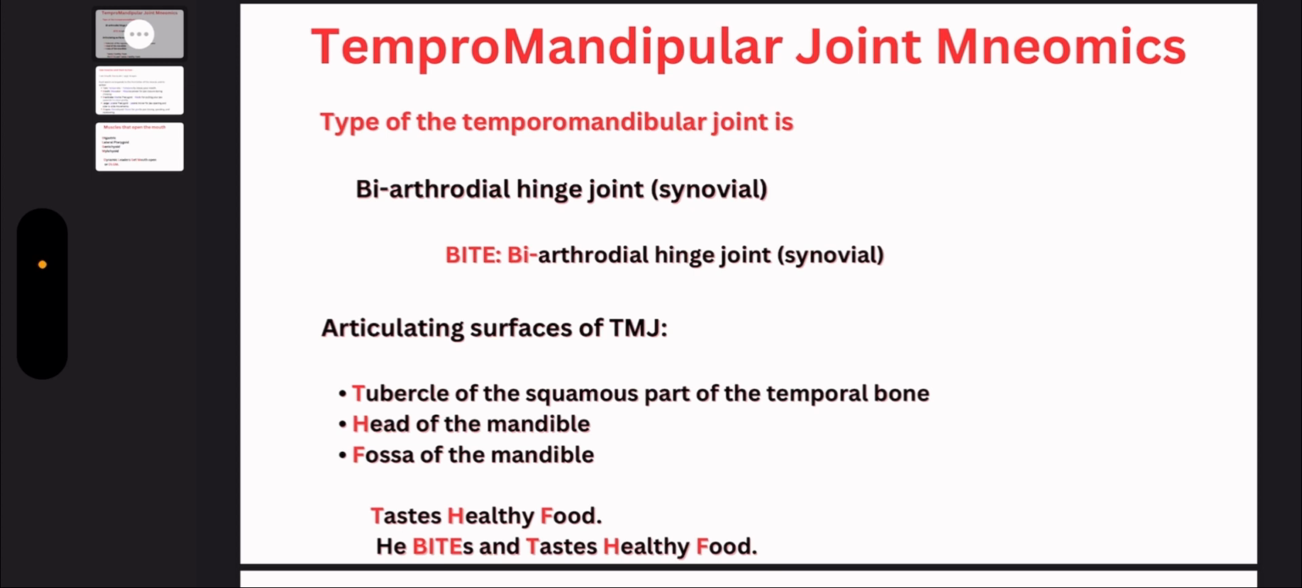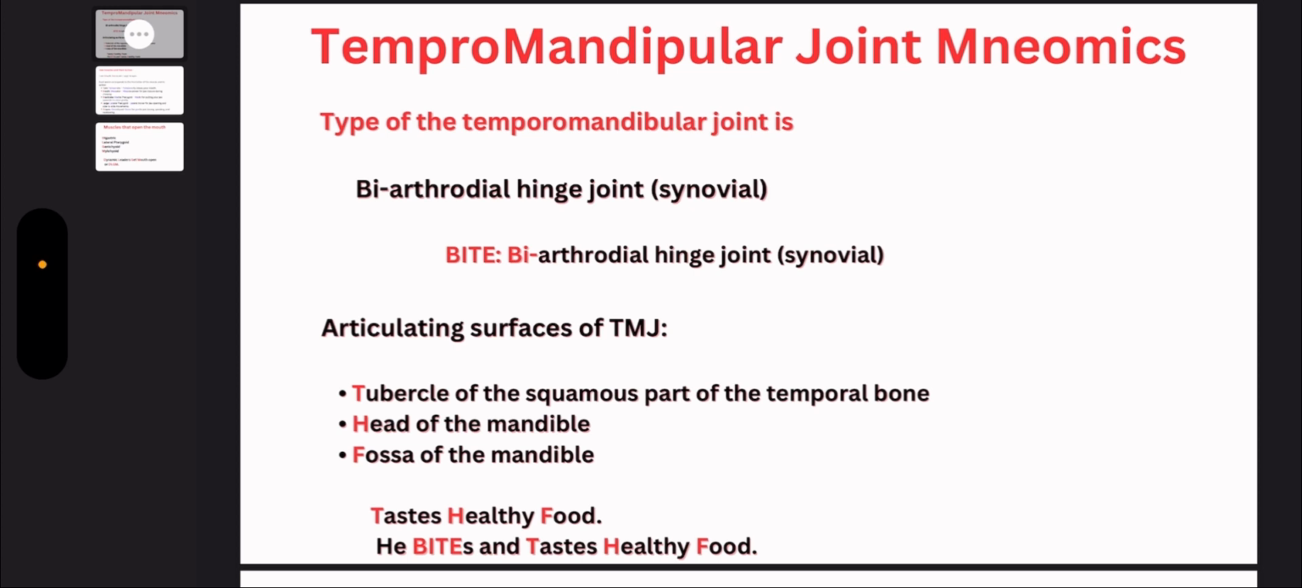Firstly, the type of the temporomandibular joint is a biarthrodial hinge joint, which is a synovial joint. How can you remember it? You can remember it by remembering the word BITE, B-I-T-E. You use your jaw to bite food. In the word bite, the first two letters are B-I, biarthrodial hinge joint.